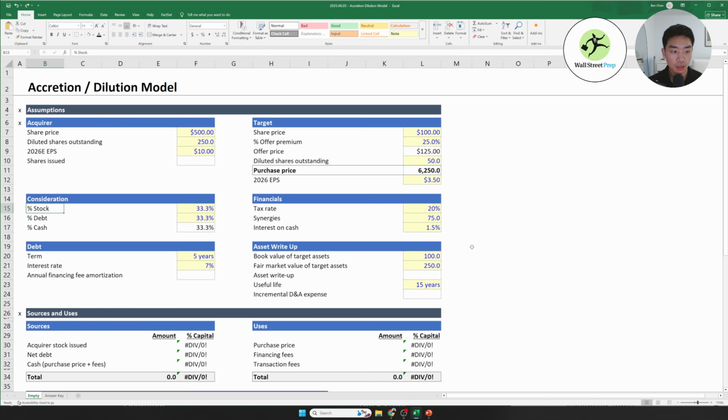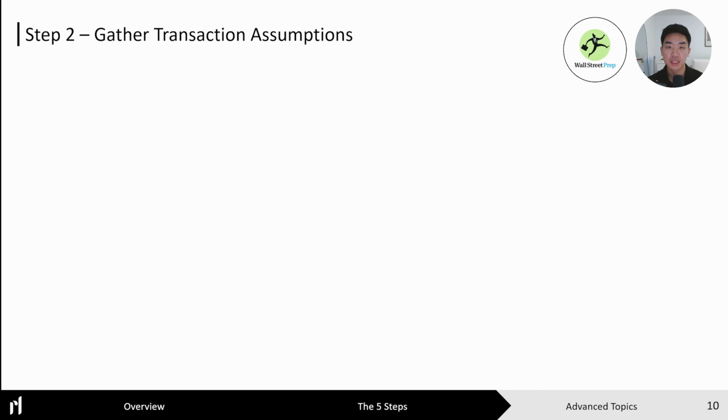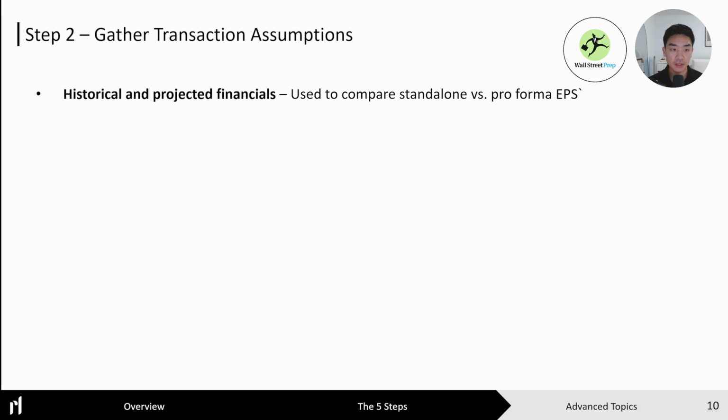So very simply, we have the stock, debt, and cash figures. And then we will jump back now into the PowerPoint to discuss gathering transaction assumptions. There are a ton of different assumptions in a full-fledged model that you need to build, but let's go through some of the basic ones. So first, of course, you need to gather historical and projected financials and use this to compare your standalone versus pro forma EPS, which we will do in the future.